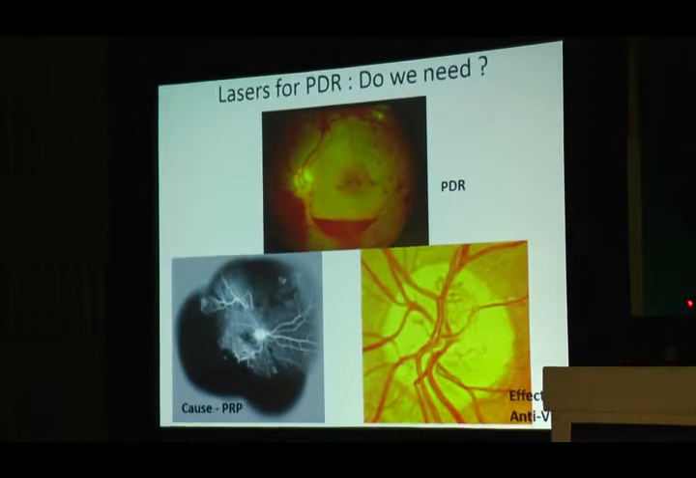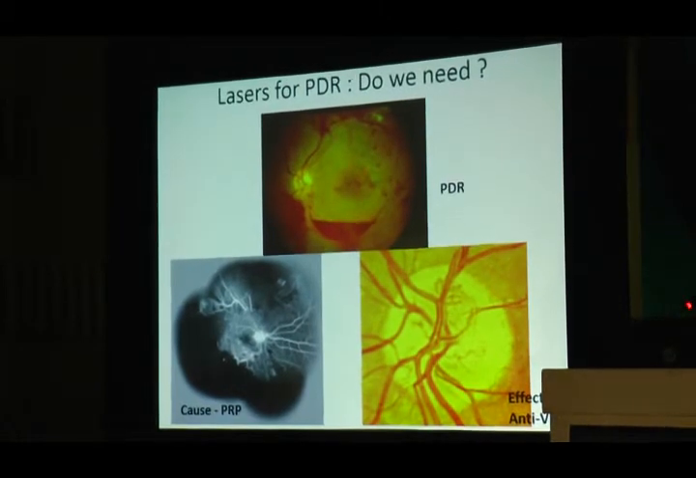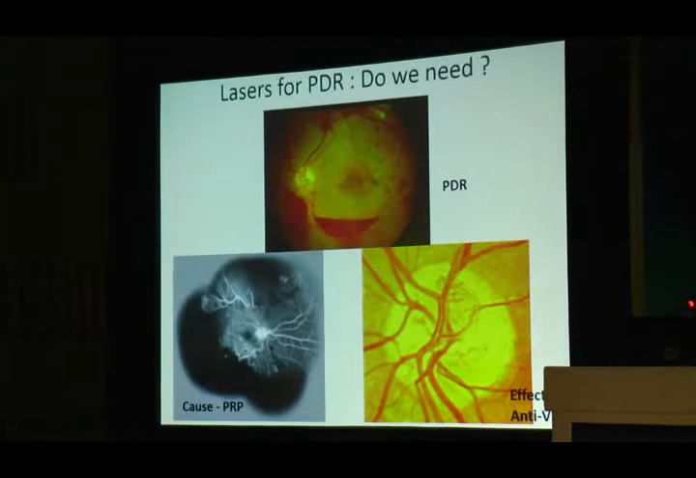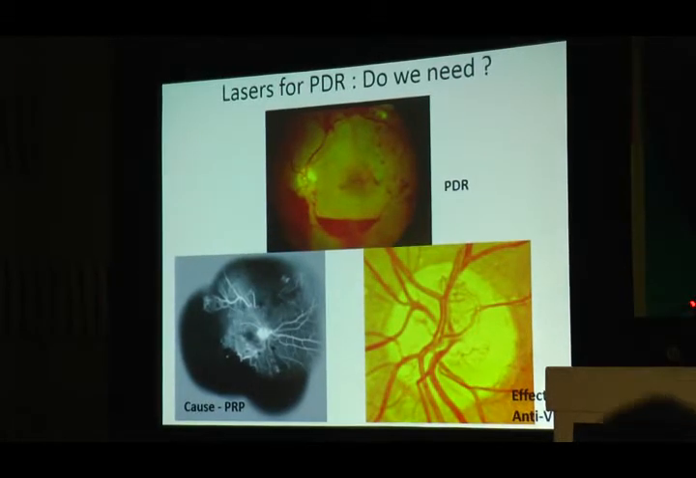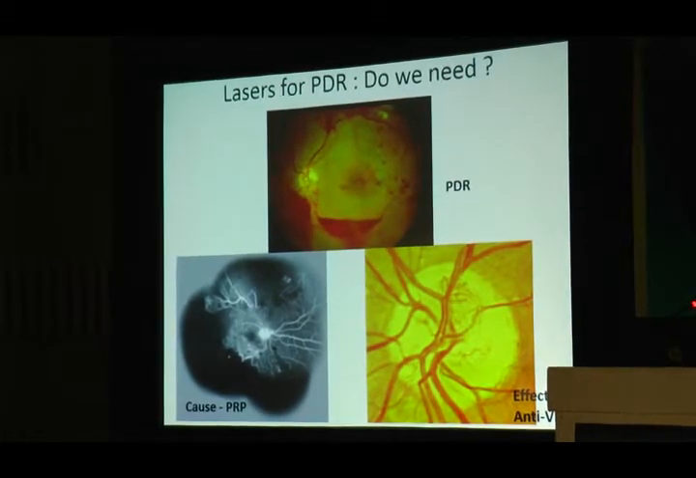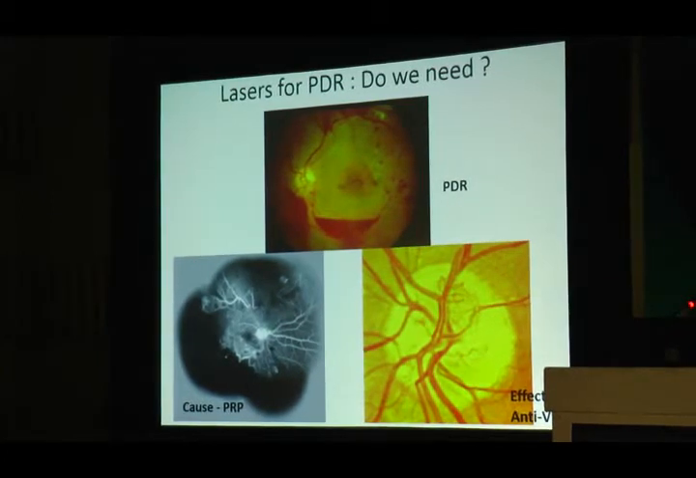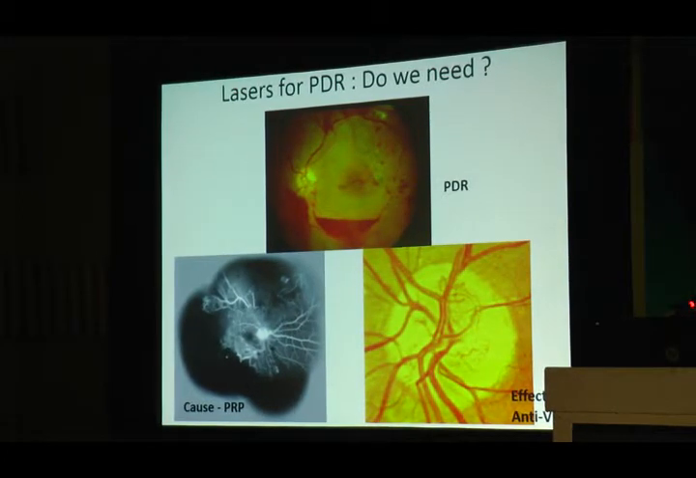So the question comes, are lasers needed for PDR? Do we need the lasers? That's a question we have been asking. Now, to my mind, when we look at the PDR, it is the end result. End result of what? The cause is there are lots of areas, my pointer is not working, there are lots of areas of capillary non-perfusion that you see there. Those areas of CNP are producing VEGF. VEGF is producing angiogenesis, as you see here, the new vessels.